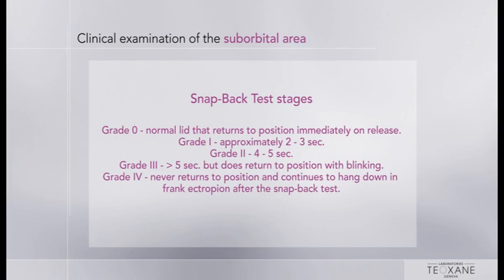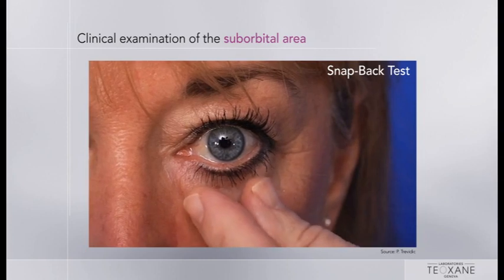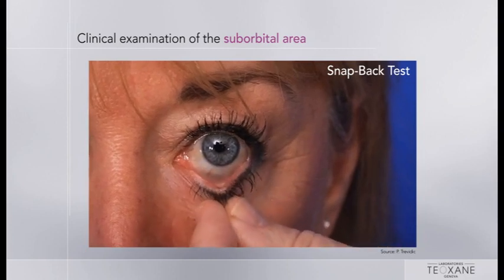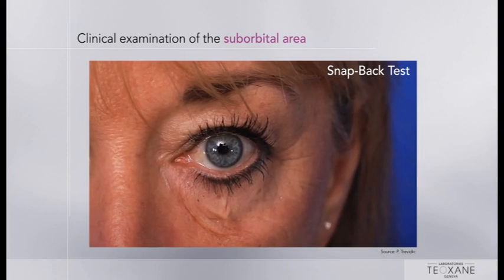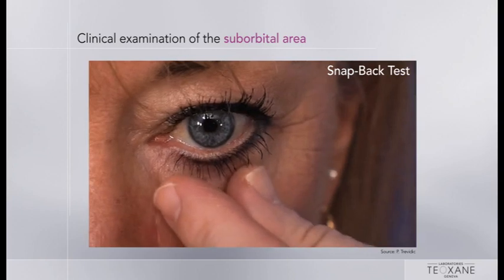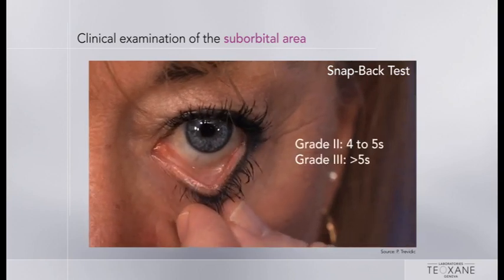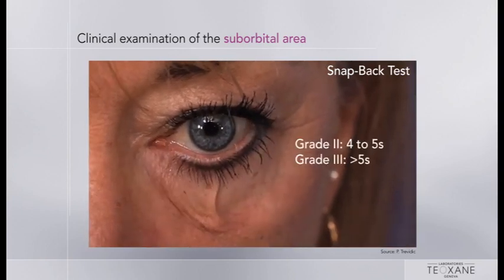The snap back test, where we see here the different stages, enables, thanks to a simple maneuver, to visualize skin laxity of the lower eyelid. A traction realized on the eyelid, followed by relaxation, enables to calculate the time it takes to snap the lid against the eyeball. In the case of this patient, the test is between grade 2 and 3.